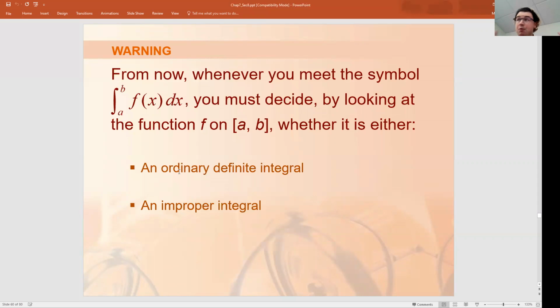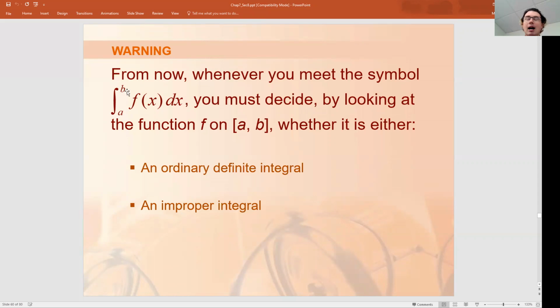Anytime for the rest of this class, and frankly, any time that you're going to be working with integrals, it's important to figure out whether or not the integral you're looking at will be just a regular definite integral, or if it will be an improper integral.